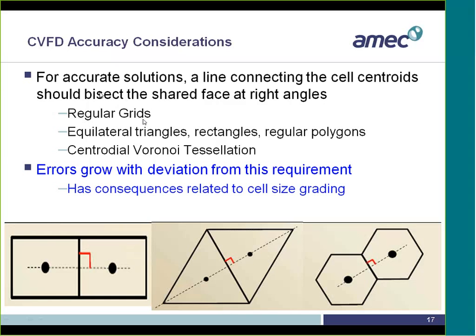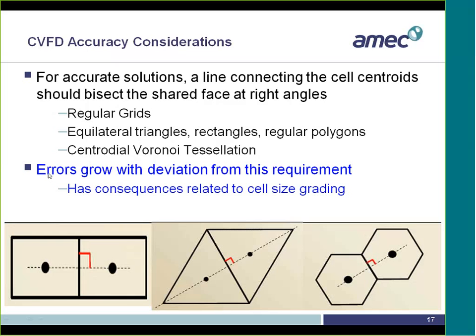Regular grids hold this sort of property, so the line joining any 2 cells is bisecting the plane at right angles, as in equilateral triangles, rectangles, regular polygons, as well as centroidal Voronoi tessellations. So essentially, when you are having centroidal Voronoi tessellations, the CVFD accuracy considerations are met.